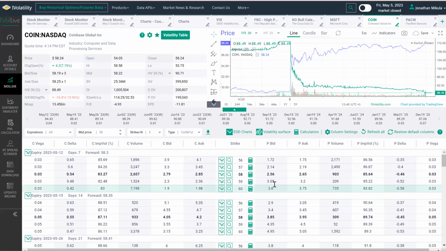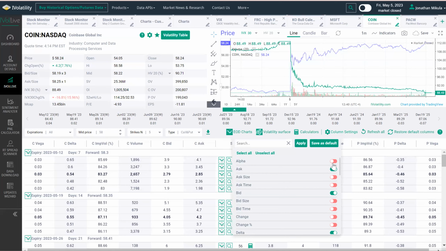So let's go back to that. Okay, great. So now we're back to where we were. We could show call and put, or just call, or just put. Here, what you're able to do is add, per usual, different column settings.